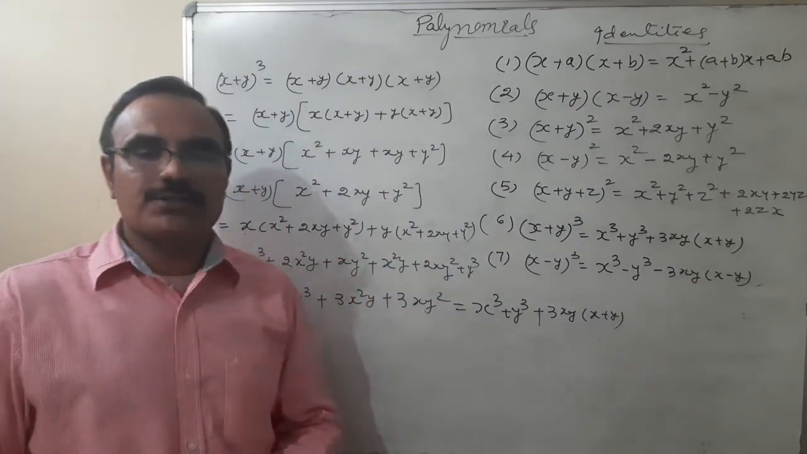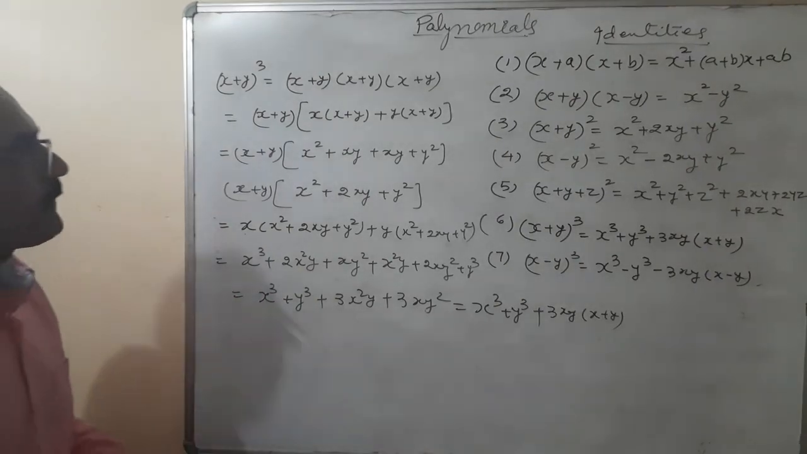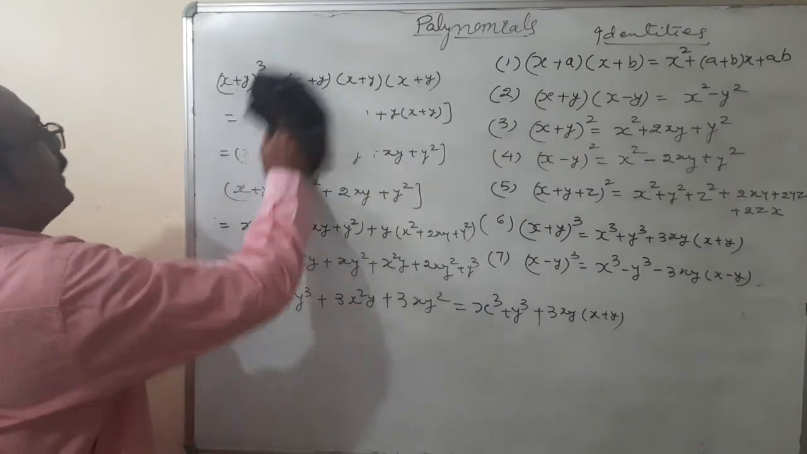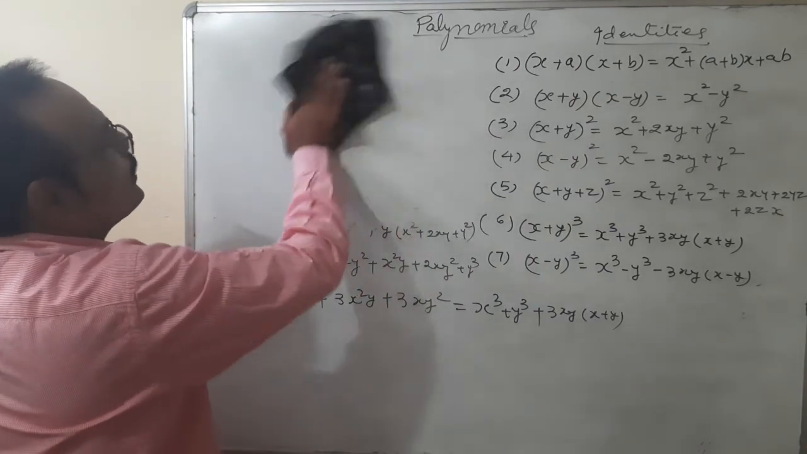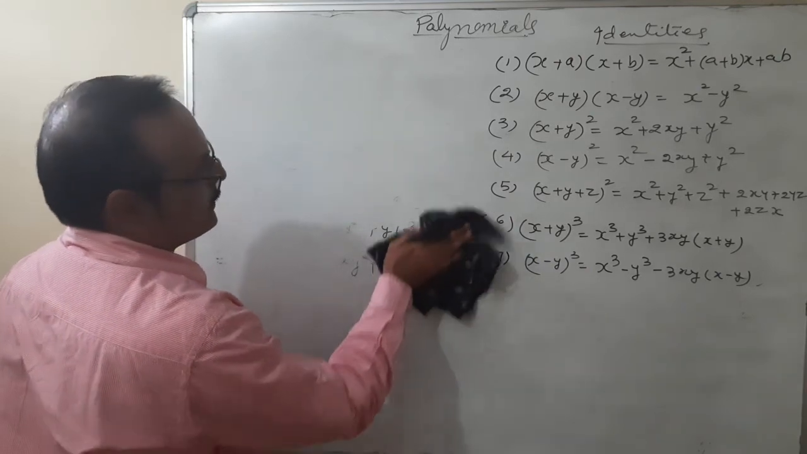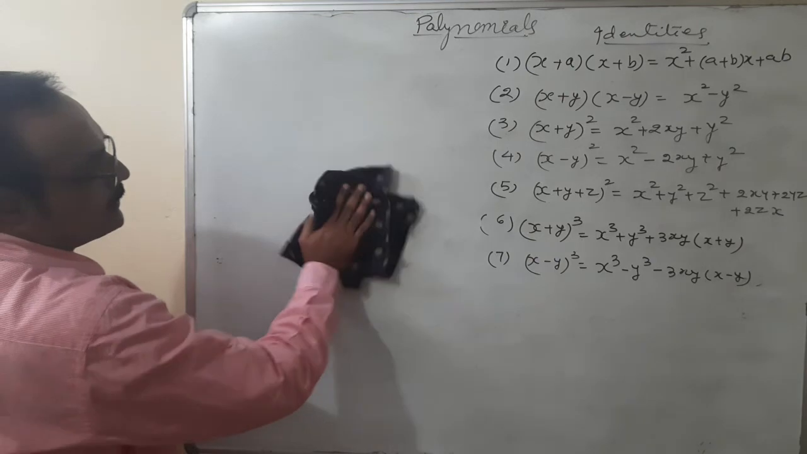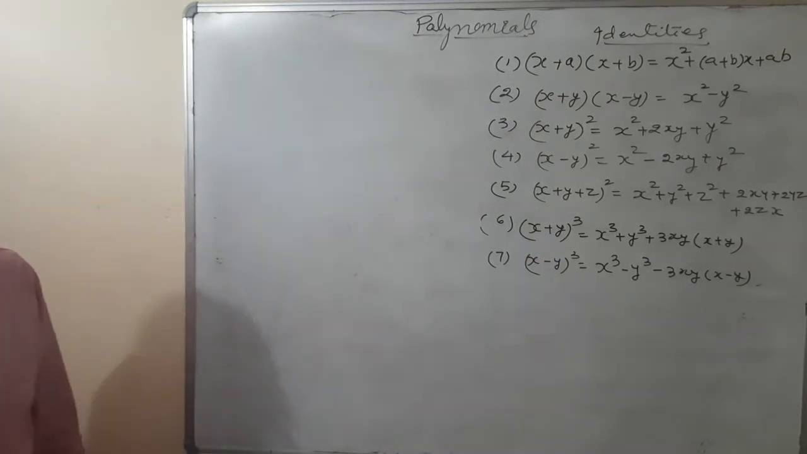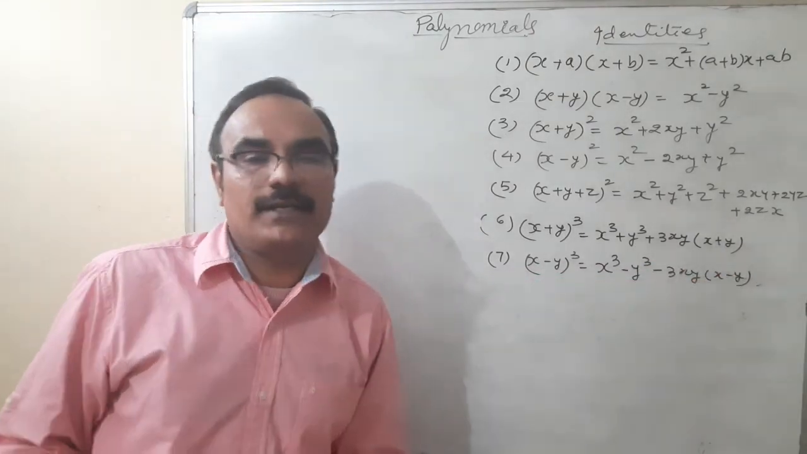Now I am taking some questions based on these identities. I hope you will prove x minus y whole cube, everyone. Multiply the first two brackets, then whatever result comes is to be multiplied by the third bracket, and you get the 7th identity. Both the parts will be used. Either you can use x cube plus y cube plus 3x square y plus 3xy square. This is also an identity.